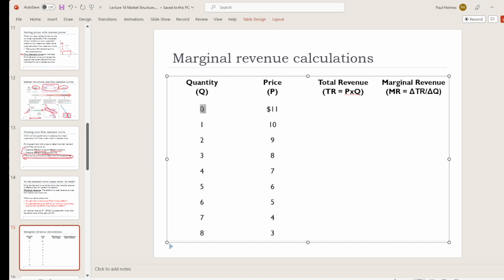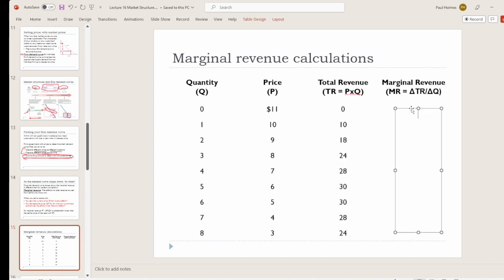If we sell 0 things at a price of 11, we get $0 in revenue. That was easy. 1 thing at a price of $10, we get $10 in revenue. 2 things at a price of $9 each, we get $18 in revenue, and so on. We can fill this out just by multiplying all of these values together, and there we are. There's our total revenue from each of those units of output.